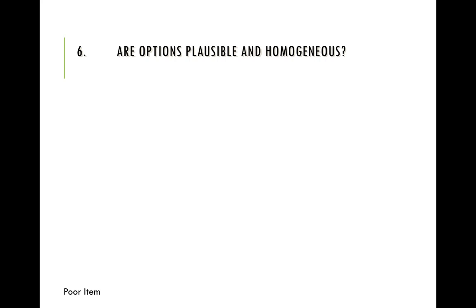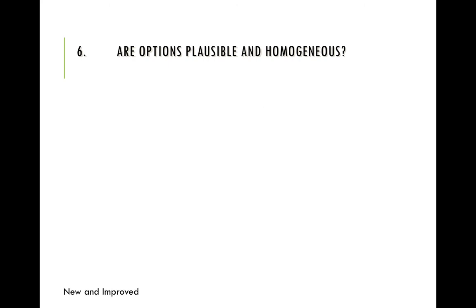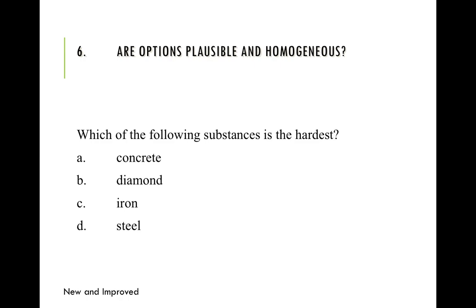Okay, here we go. Are options plausible, meaning realistic, and homogeneous, meaning they're similar? Which of the following substances is the hardest? Diamond, glass, grits, my spouse's head. Guys, automatically we know C and D are not correct, which means this is really a binary choice item. I'm really just giving students two options, which means they have a 50% chance of just guessing it correctly. So think about, again, how that impacts your validity. So here's a way of making this better. Iron and steel, a lot more plausible.